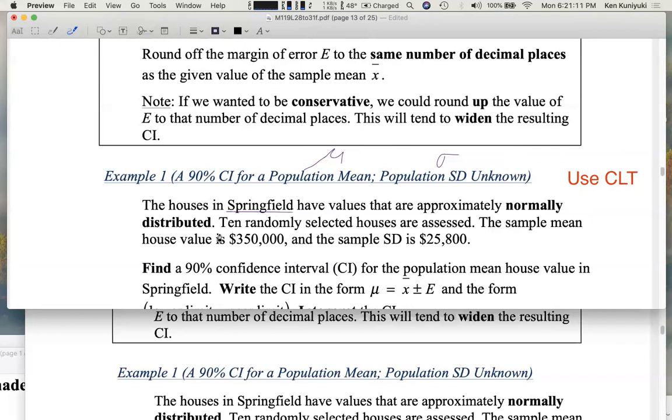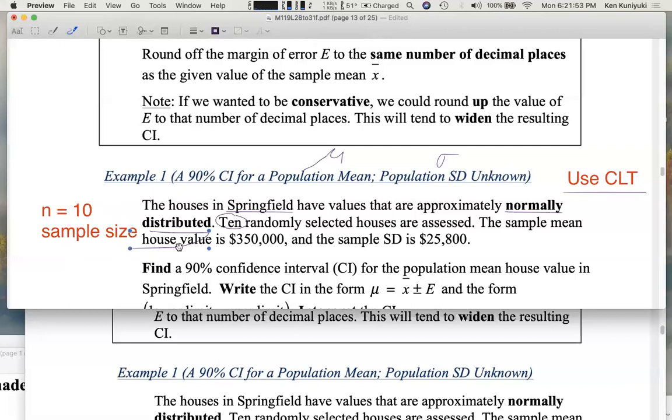10 randomly selected houses are assessed. So what is 10? N equals 10. That's the sample size. But wait, it's not that big. It's not even 30 or 31. It's a small sample size. That's okay. Why is that okay? Because we're applying the central limit theorem. Granted, if your sample size were larger, then we would get better results in some sense. But in terms of our ability to apply the CLT, it's sufficient that we have a normal distribution to begin with, even though the sample size is small.